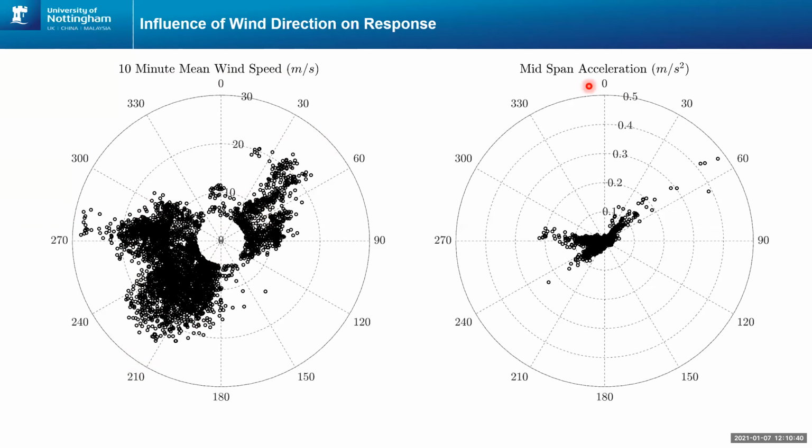The influence in terms of response is shown on the right-hand figure. And of course, for the strong winds from the southwest and the west, we're getting quite large response here. But the very large response is associated with these winds coming down from the northeast, aligned directly with the Moray Firth.